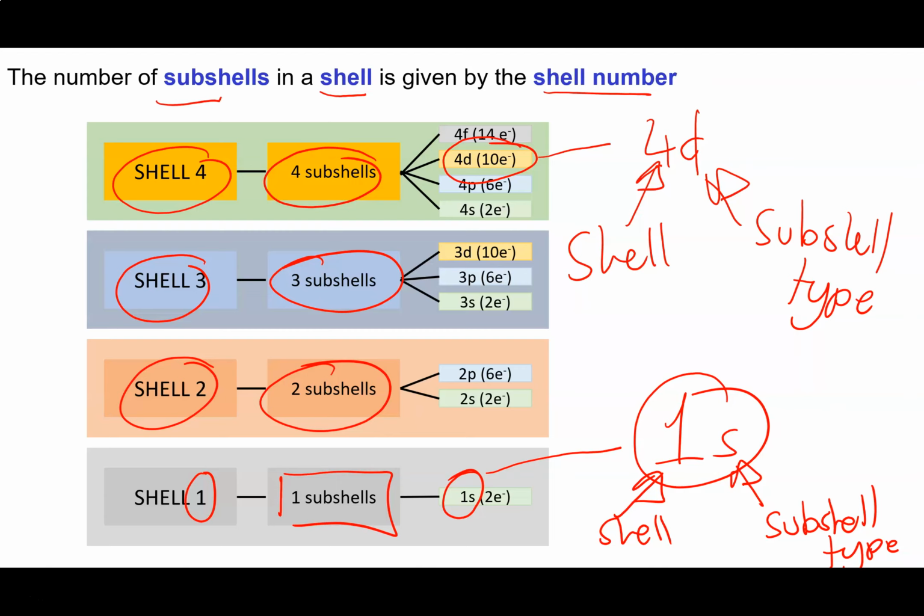So that's kind of cool, right? It tells you the type of subshell and also the shell that subshell belongs to. So that's pretty simple. So the shell is the layer of electrons, it's the 4th layer, and then D is telling me the type of subshell within that shell. Okay.